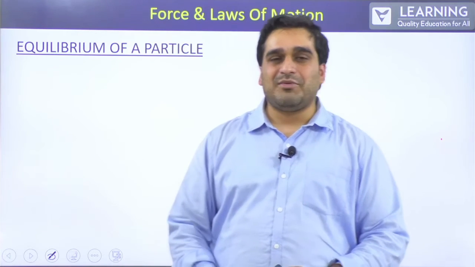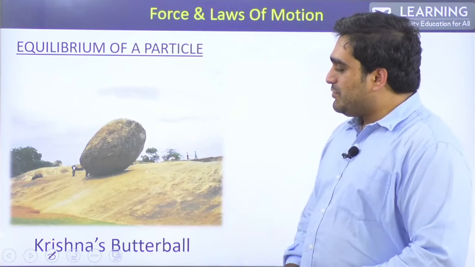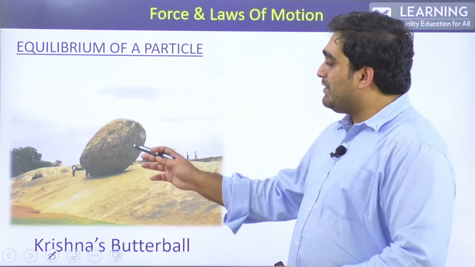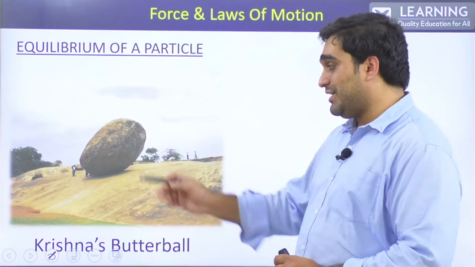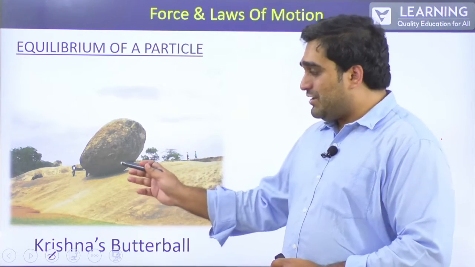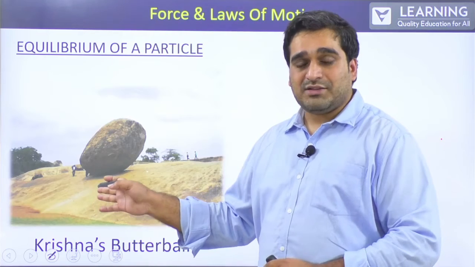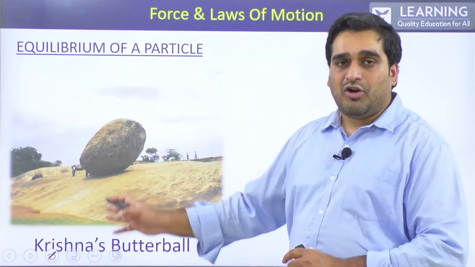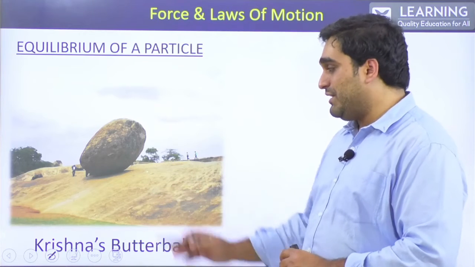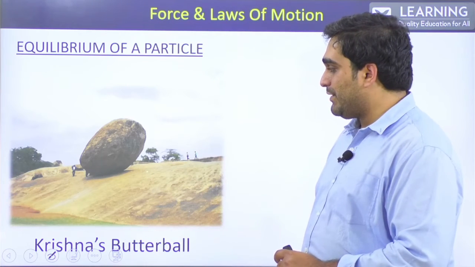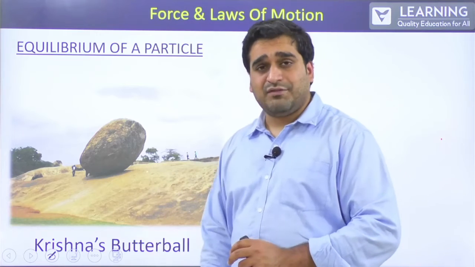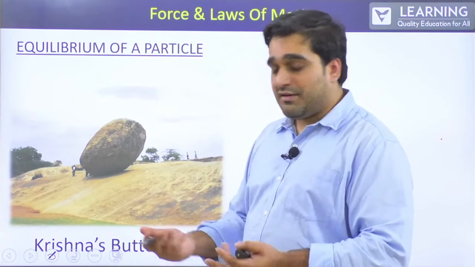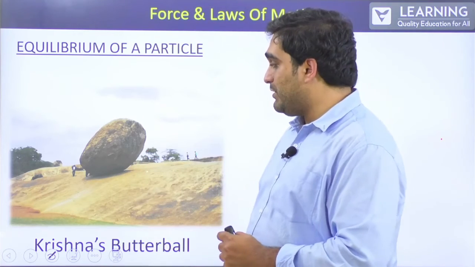Here are a few other equilibrium examples. This is Krishna's Butterball, which is located at Mahabalipuram. This huge, gigantic rock is stationary. The reason why it does not topple is because the forces currently acting on it all cancel out, and therefore it remains at rest, unless there is a different force acting in a different direction, which has to be of greater magnitude in order for it to topple.